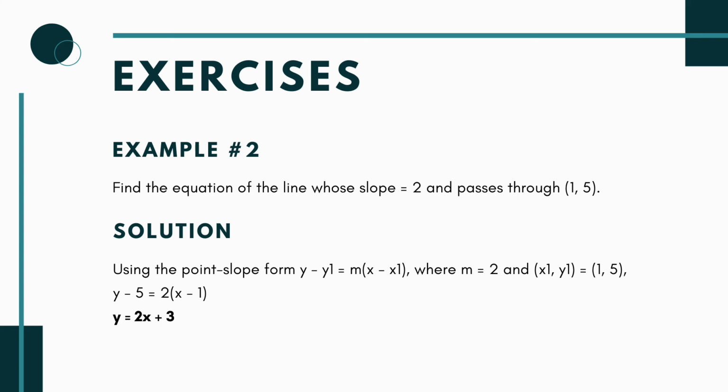Now let's move on to our final exercise. Find the equation of the line whose slope equals 2 and passes through 1, 5. Using the point-slope form, y minus y1 equals m times x minus x1, where m equals 2, and x1, y1 equals 1, 5, we get y minus 5 equals 2, the slope, times x minus 1. And combining like terms and isolating y on the left side, we get y equals 2x plus 3.